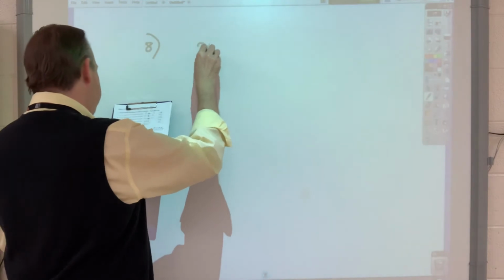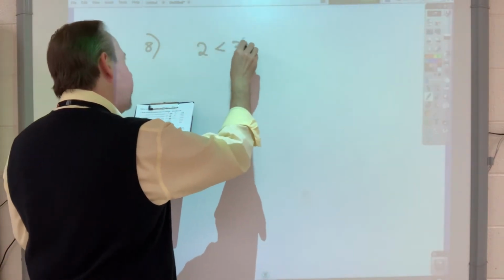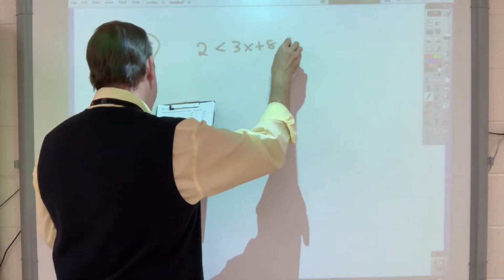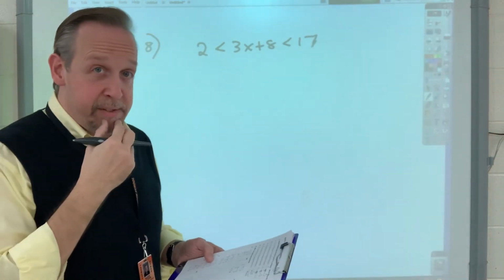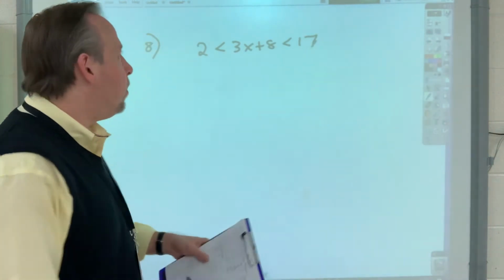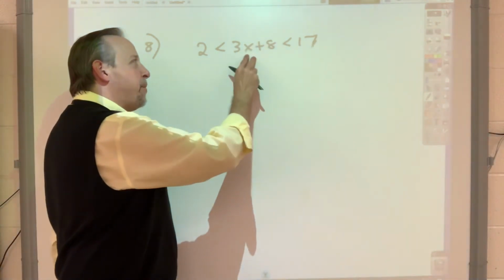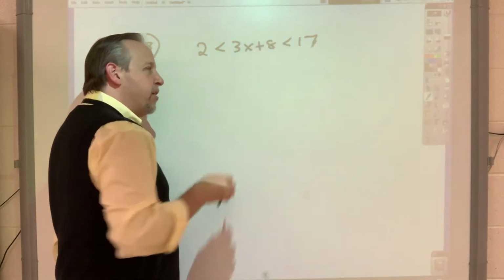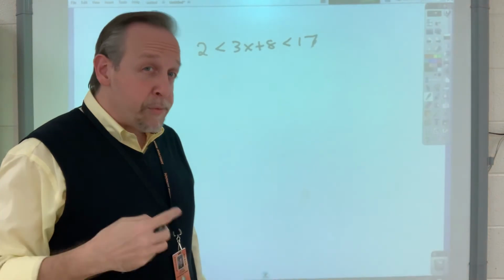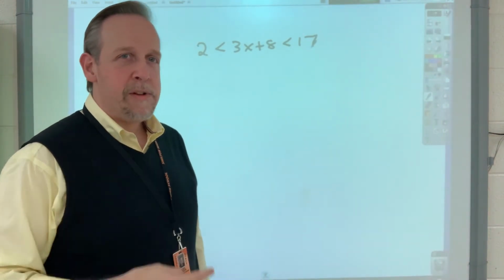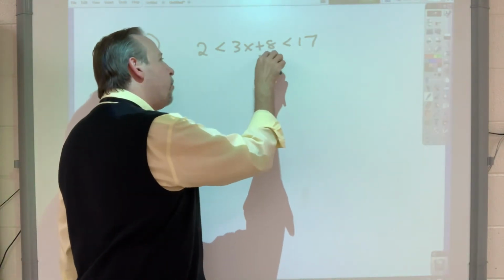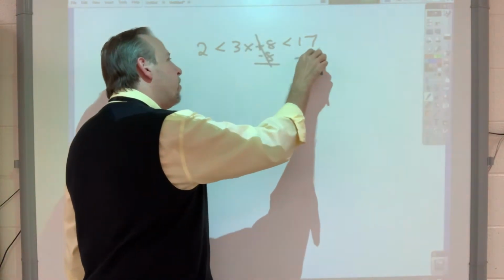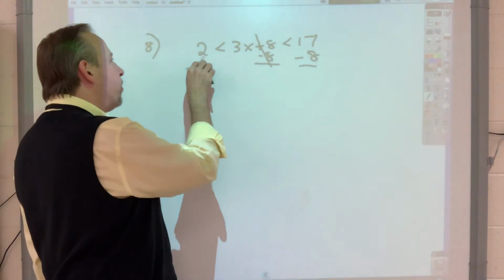Number 8, similar, 2 is less than 3x plus 8, which is less than 17. Real similar to number 7 in the work we have to do. Again, I got to get x by itself. I want to remove that plus 8. The best way to do that is to subtract 8. Again, that's the opposite operation. It's the inverse. So we're going to subtract 8 from where? Here, but also there, and also there.